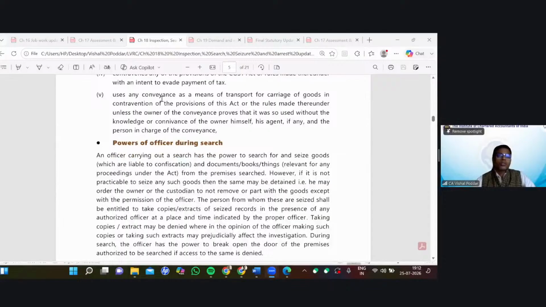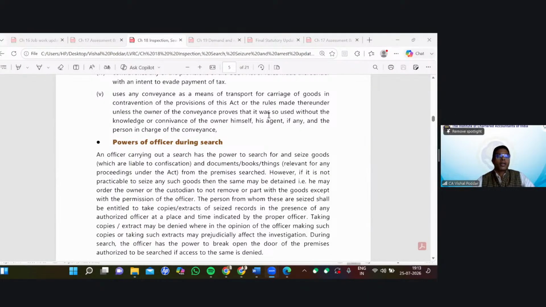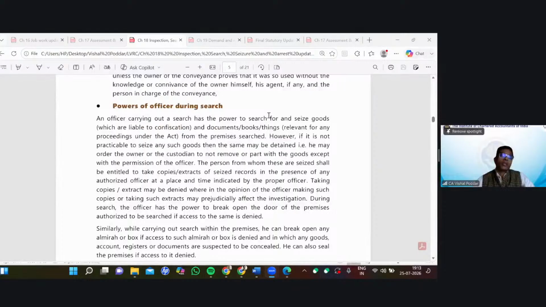Uses any conveyance as a means of transport for carriage of goods in contravention of the provisions of this Act rules made thereunder, unless the owner of the conveyance proves that it was so used without the knowledge or connivance of the owner himself. So wherever goods are tried to be transported in contravention of the provisions of this Act, again it makes the goods liable for confiscation.